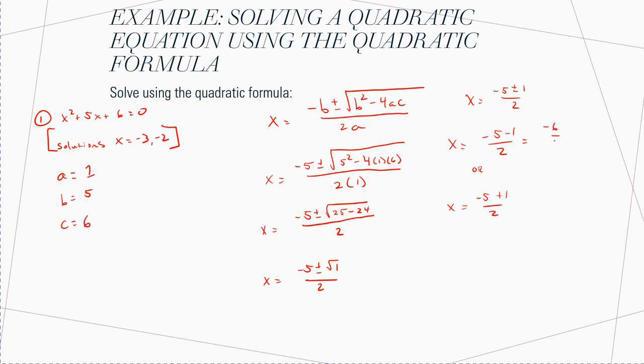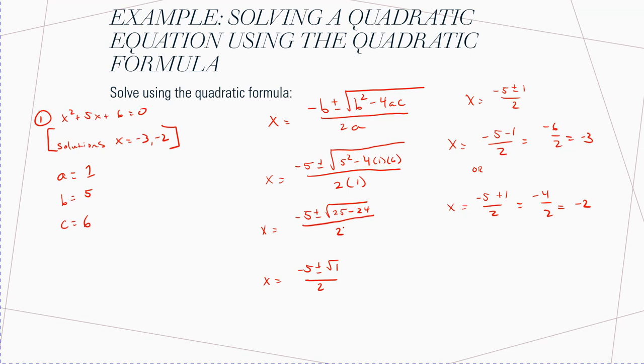Well, this is minus 6 over 2, which is minus 3. That was one of the solutions we saw by factoring. And this is minus 4 over 2, which is, oh, look at that, minus 2. We get the same ones. Boom. So this formula works. You could use this quadratic formula, and it'll work every time, which is great.